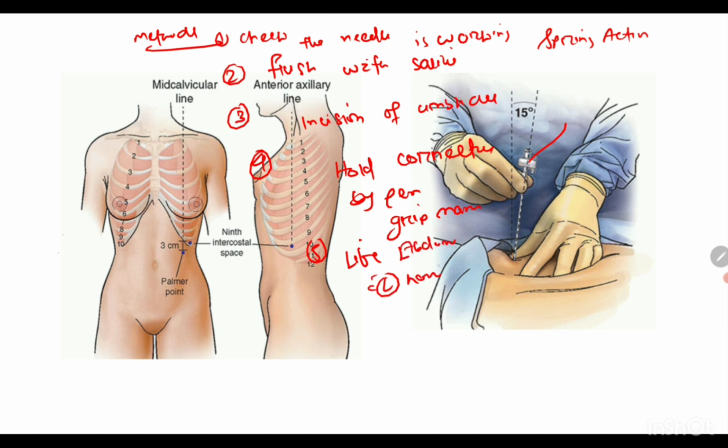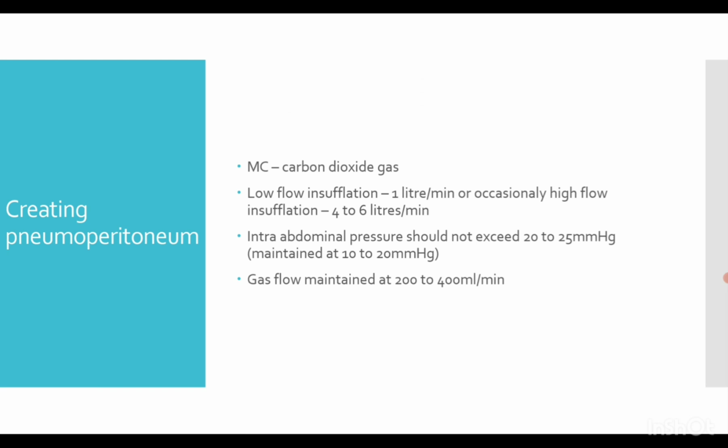Then we insert. So before going to insert, you have to check the needle whether it is working or not. The spring action has to be checked. Then you have to flush with saline. Then you give the incision at the umbilicus, hold correctly by pen grip manner, lift the abdominal wall while inserting. Then insert. Already told all this method. Test aspiration, flush, saline drop test.